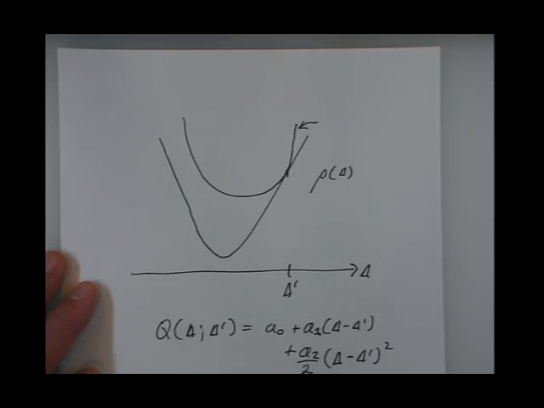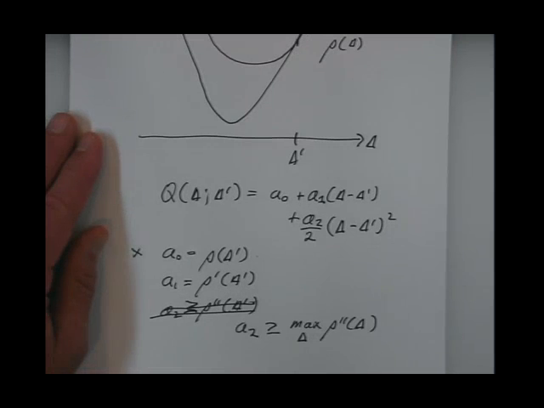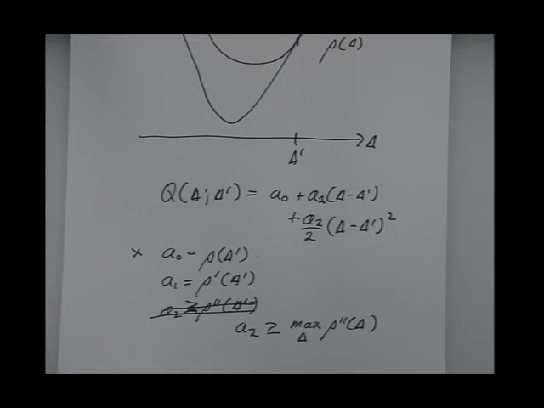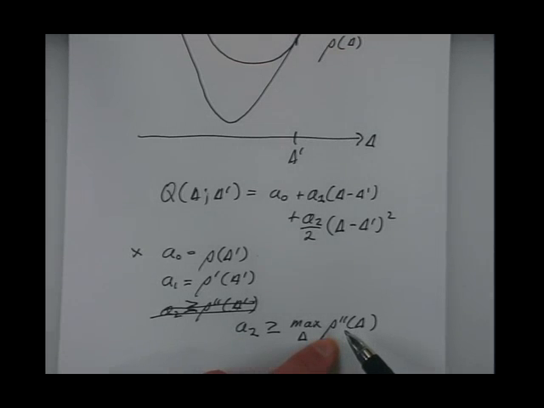Can you smooth the paper up? Yeah. What if we have to have the maximum? Because max, not the argmax, just the max. You're talking about this term here, that A2 has to be greater than the maximum of the second derivative of rho over delta. Does that make sense?